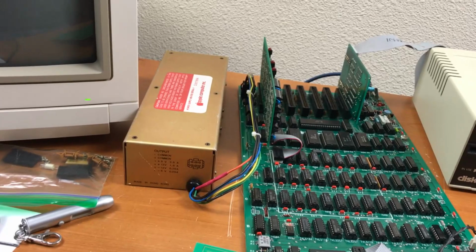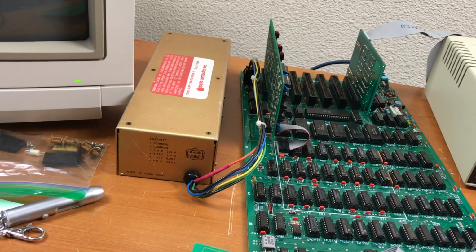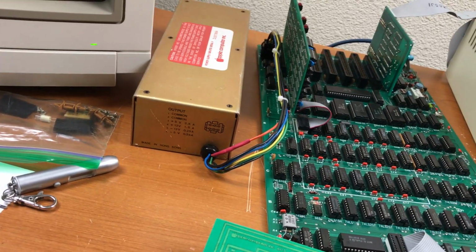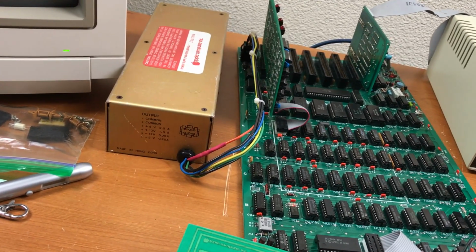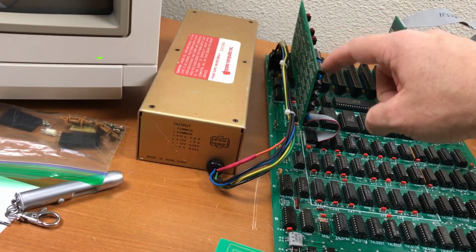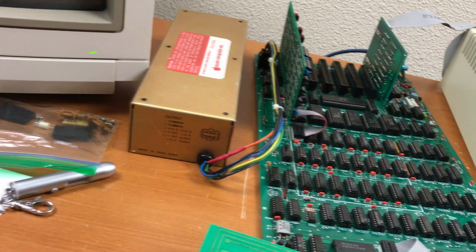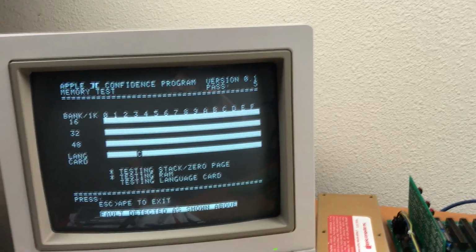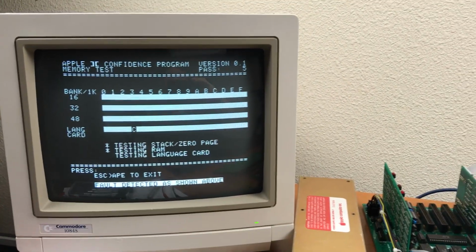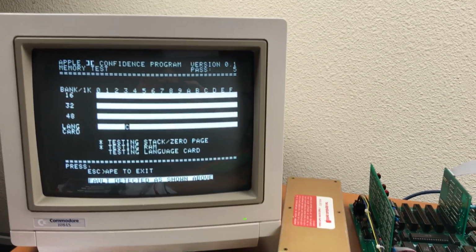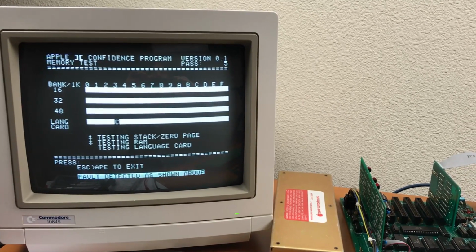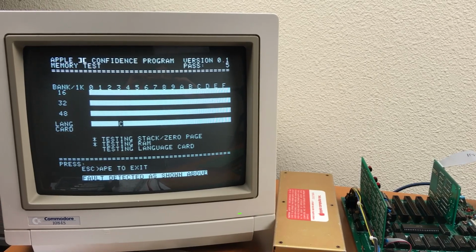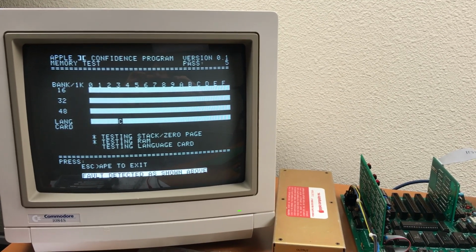So I'll run the diagnostics again, and we'll see if the fault, the intermittent fault, moves to the main board or if it stays on the card. If the fault stays on the card, then the problem is with the card and not the chips. So there's the answer. We've got a fault on the language card again, even though all of the RAM chips have been swapped around. So the problem's not with the chips, the problem is with the card itself. Maybe a capacitor, maybe one of the other chips on board. I'll have to take a look at that.